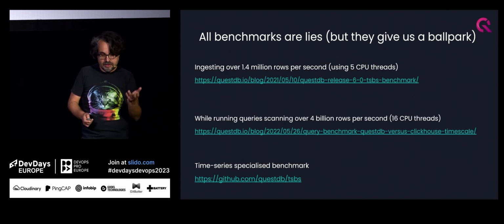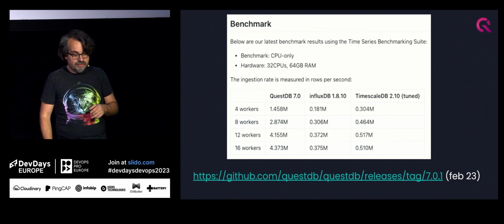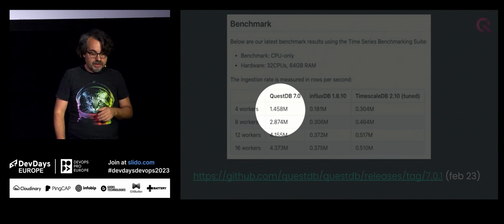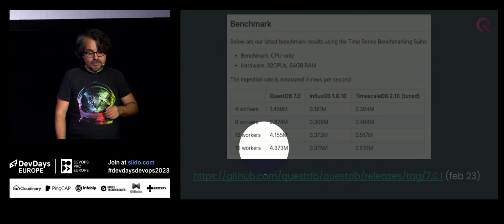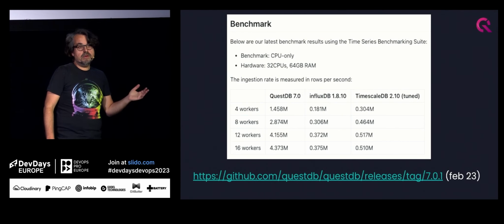It's a pity, but it is the way it is. The new numbers we have are a bit better. So QuestDB, as of 2 months ago, with 16 CPUs, we can ingest over 4.3 million rows per second.